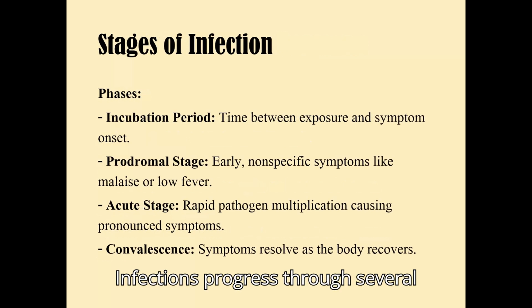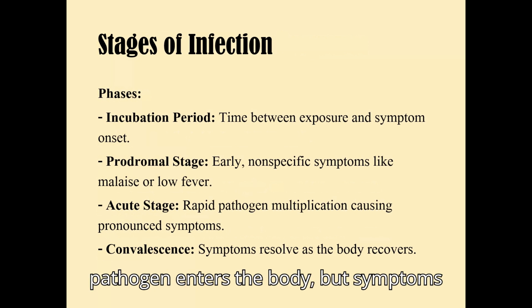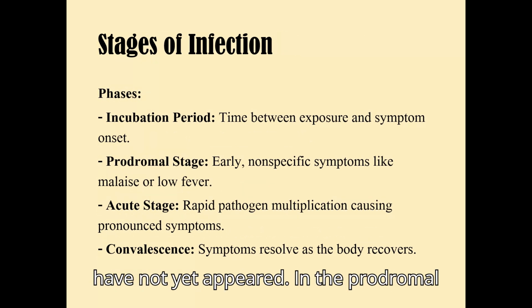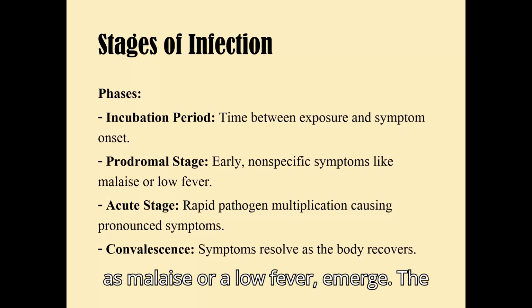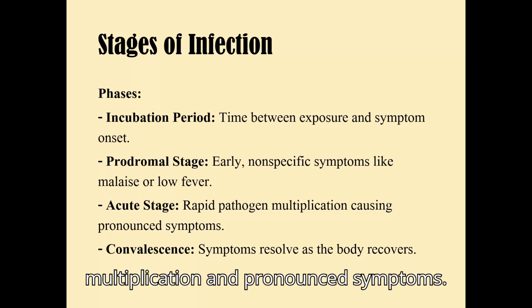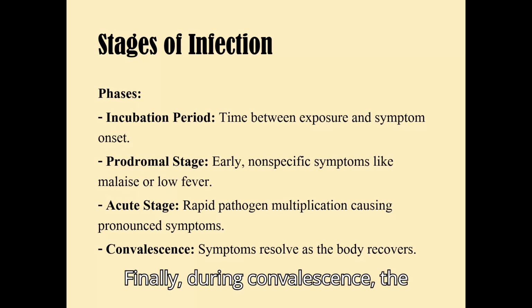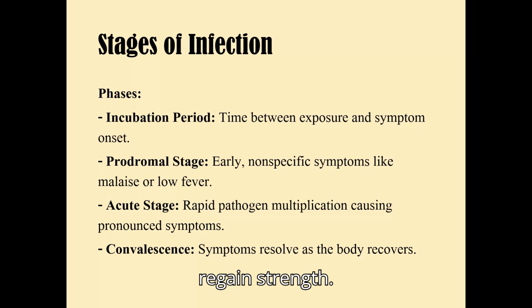Infections progress through several stages. During the incubation period, the pathogen enters the body, but symptoms have not yet appeared. In the prodromal stage, early nonspecific symptoms, such as malaise or a low fever, emerge. The acute stage follows, with rapid pathogen multiplication and pronounced symptoms. Finally, during convalescence, the symptoms resolve as the body recovers and regains strength.